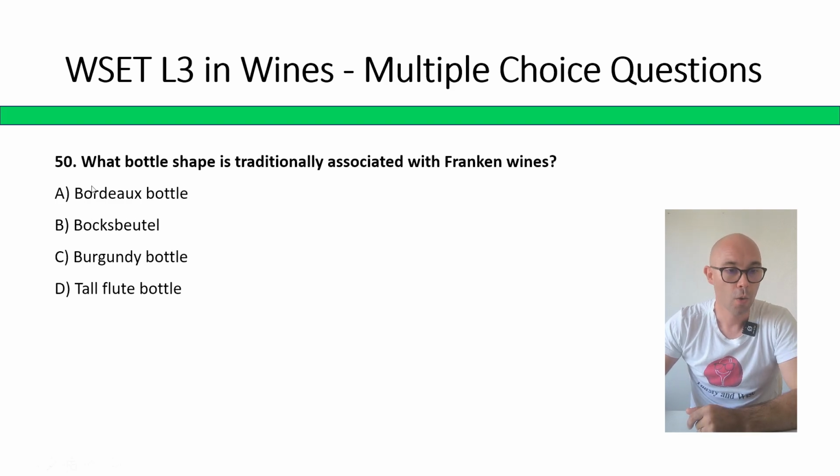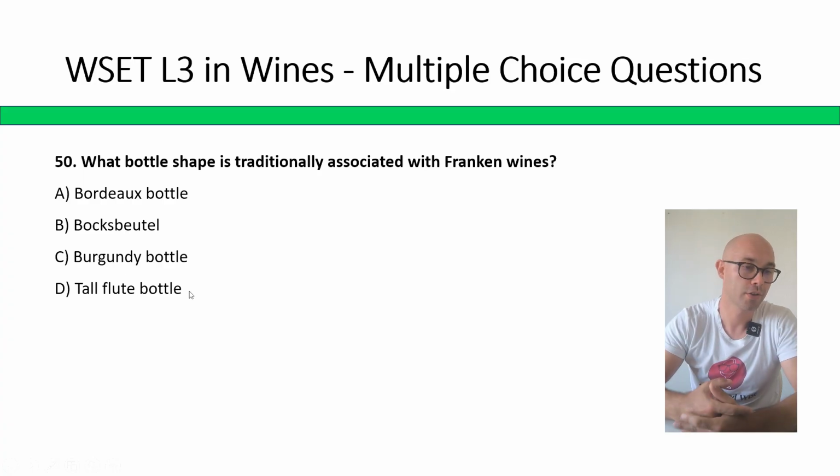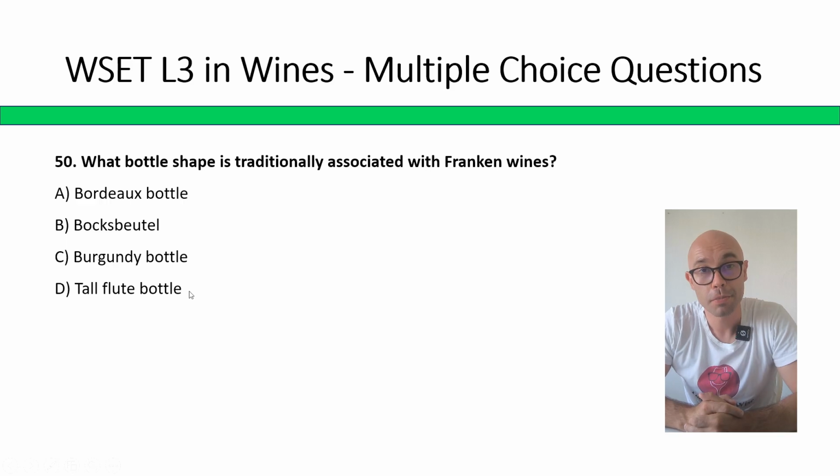Last question. What bottle shape is traditionally associated with Franken wines? Bordeaux bottle, Bocksbeutel bottle, Burgundy bottle, the flute bottle. The correct answer is B, Bocksbeutel bottle.